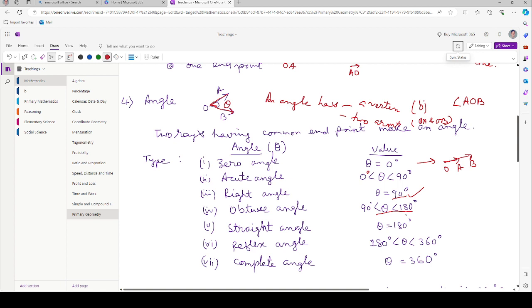What is a straight angle? A straight angle is equal to 180 degree, forming a straight line. So straight line looks like this. This is straight angle.